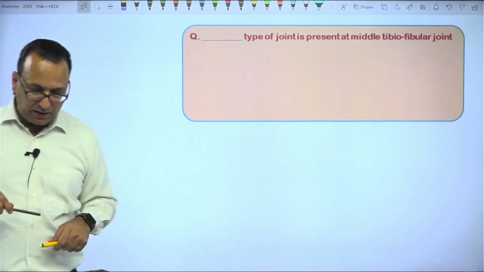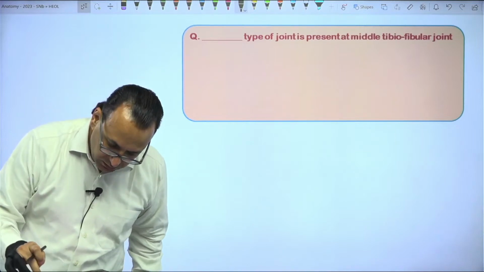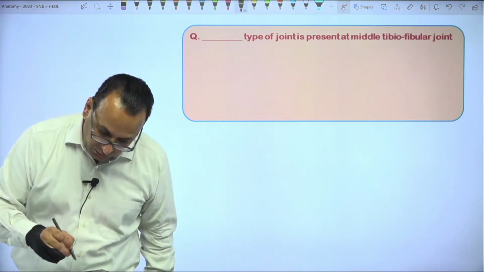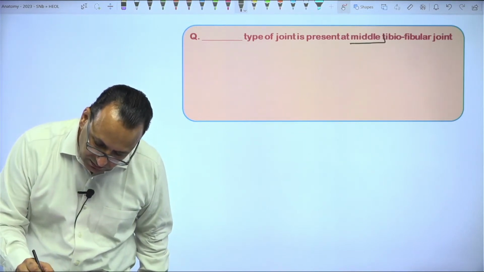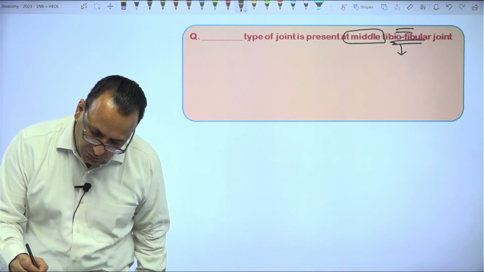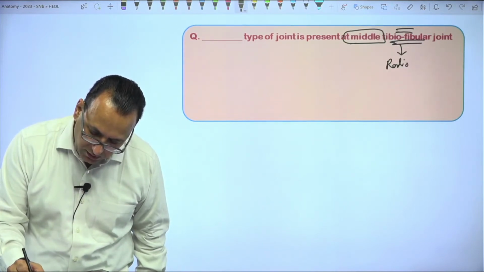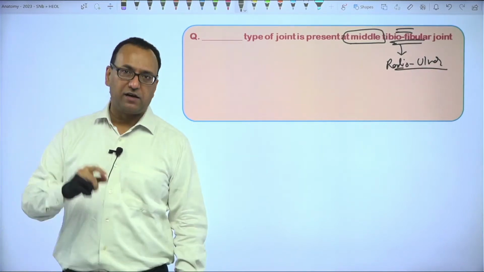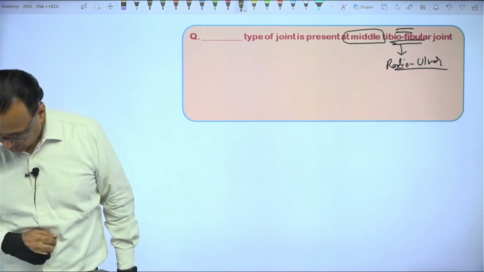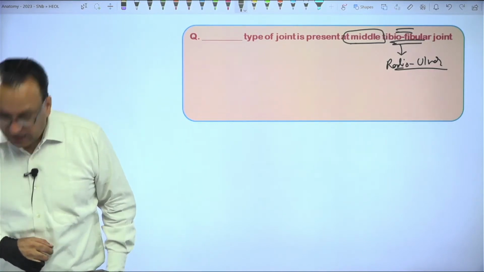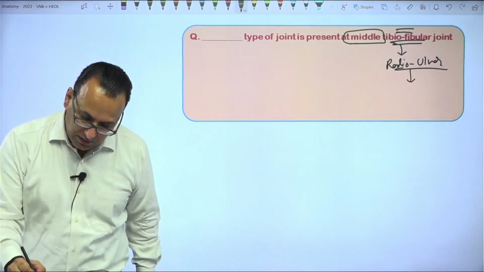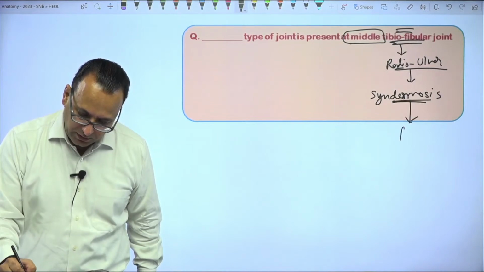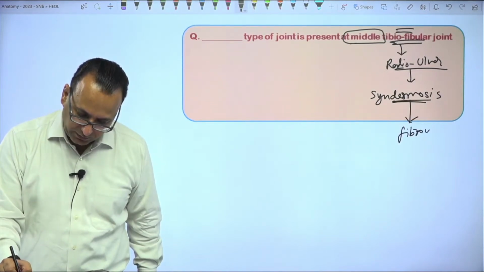What is the type of joint at the middle of the tibia and fibula, the tibiofibular joint? What do you think? It is the same as you see in the radioulna. So tell me, fibrous, yes. Can you tell me the anatomical name? Fibrous is good. Name? Syndesmosis, yes. Desmos means fiber. So it is syndesmosis, a fibrous joint.